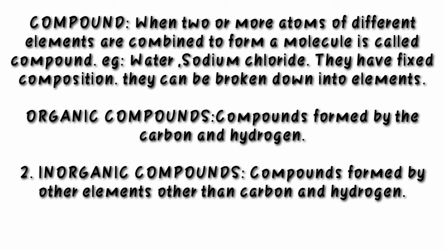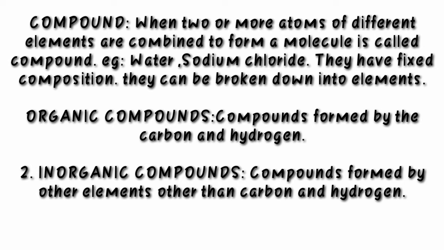A compound is formed when two or more atoms of different elements are combined to form a molecule. Examples are H2O, NaCl, CO2. They have a fixed composition, such as H2O. The composition of hydrogen and oxygen is in the ratio of 2:1, in NaCl it is 1:1, and in CO2 it is 1:2. They can be broken down into elements as well.